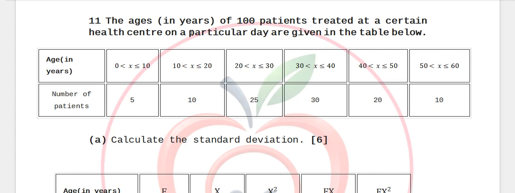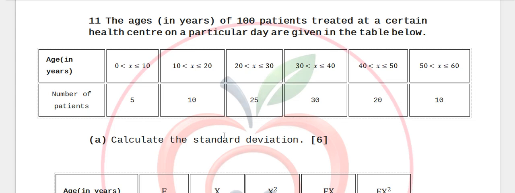The ages in years of 100 patients treated at a certain health center on a particular day are given in the table below. So this table shows the ages and the number of patients that were treated in that particular year. For example, those that were in the age between 0 and 10 were 5, between 10 and 20 were 10, between 20 and 30 were 25, between 30 and 40 were 30, between 40 and 50 were 20, between 50 and 60 were 10. So the table shows the ages of these patients. So now calculate the standard deviation.